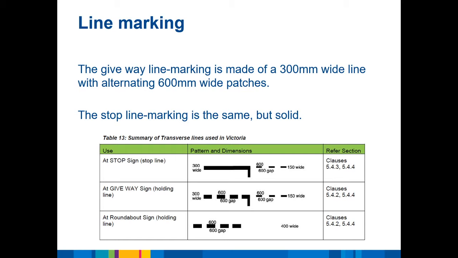Now your next question, question 13, is also visible on this slide. How wide are stop and give way line markings? Give way line marking is 300 millimeters wide with alternating 600 millimeter patches. So we have 300 millimeters wide this way, 600 and then a gap of 600, 600 and then a gap of 600 and so on. The only exception is at a roundabout, where it's 400 wide instead of 300. The stop line marking is also 300 millimeters wide, but it is solid.